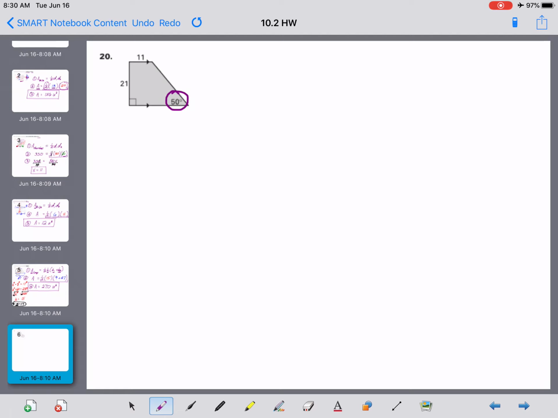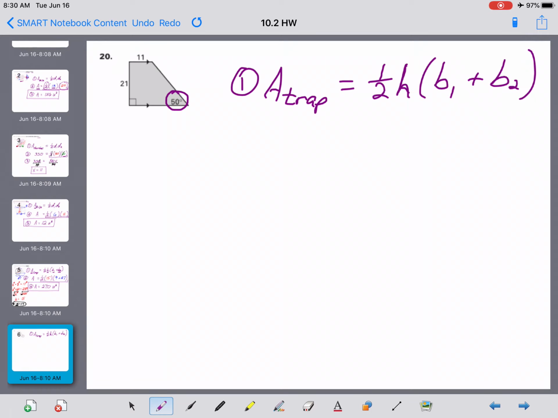Okay, first step, write down a formula. What are we dealing with? Again, just like the last problem here that we did, number 16, I see one pair of parallel sides. That makes this a trapezoid. So the formula for area of a trapezoid is still going to be 1/2 times height, that's an ugly h, times base 1 plus base 2. Okay, fill in what you know here.